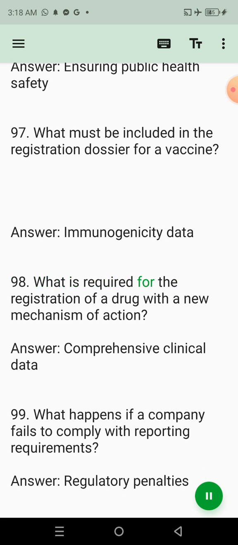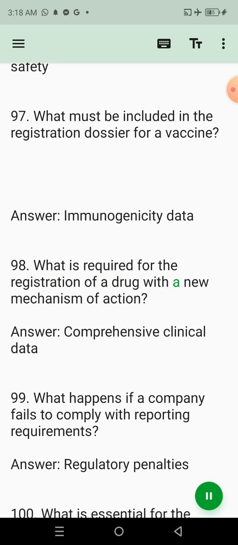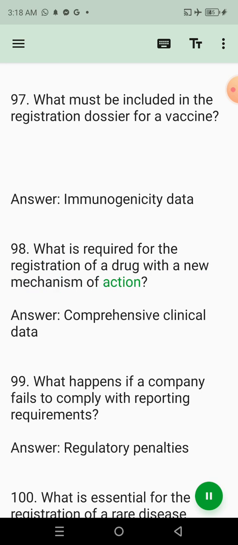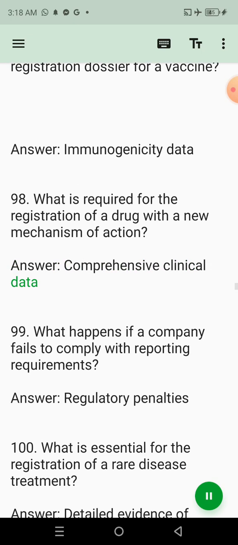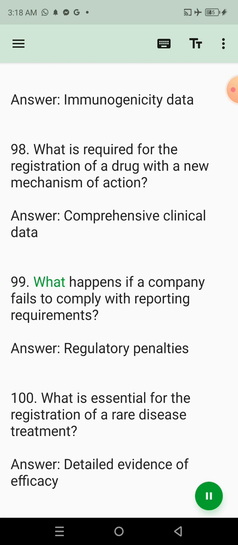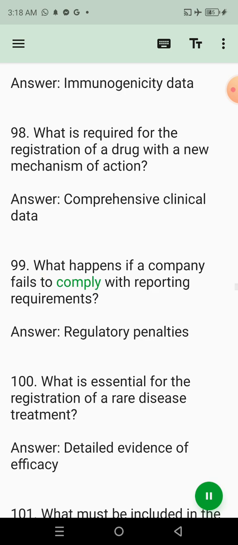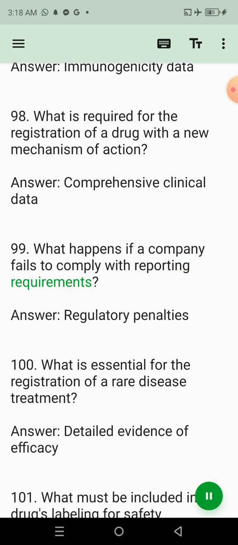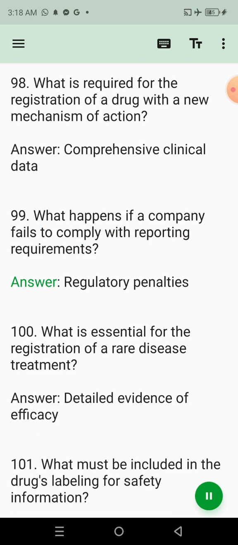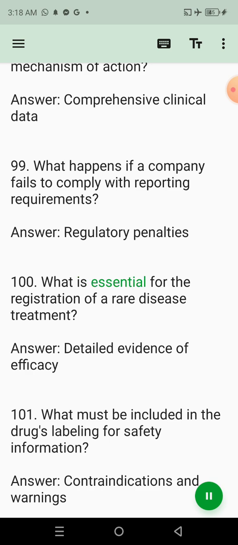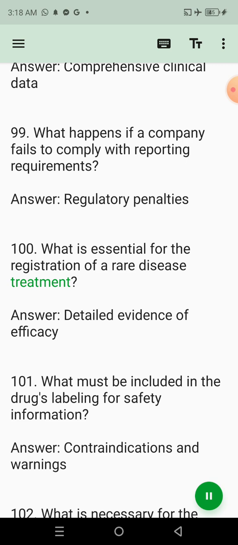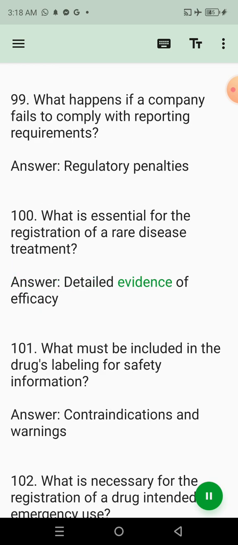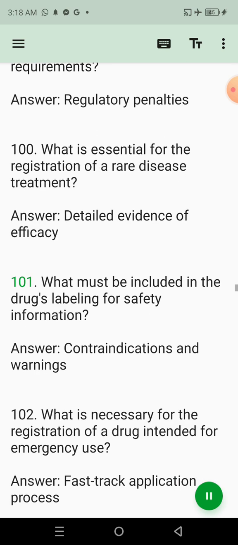What is required for the registration of a drug with a new mechanism of action? Answer: comprehensive clinical data. 99. What happens if a company fails to comply with reporting requirements? Answer: regulatory penalties. 100. What is essential for the registration of a rare disease treatment? Answer: detailed evidence of efficacy.